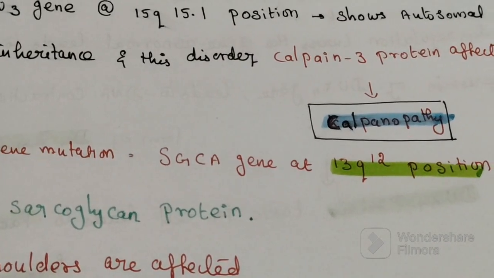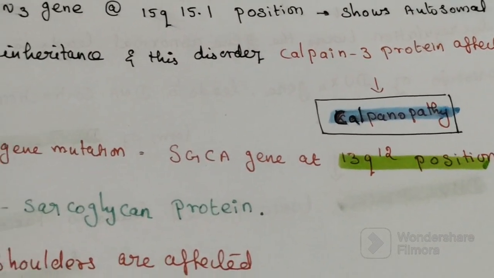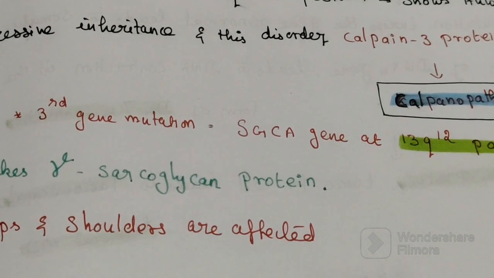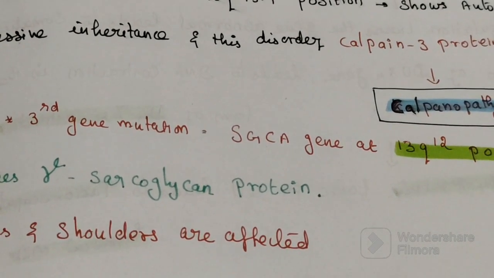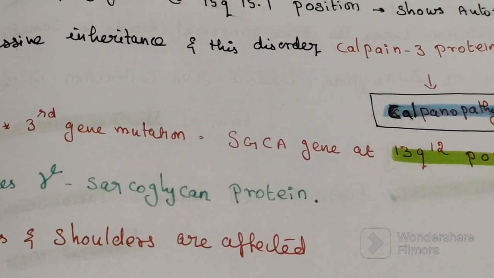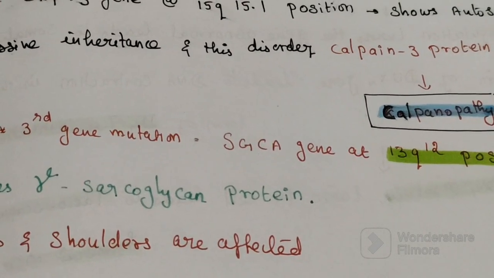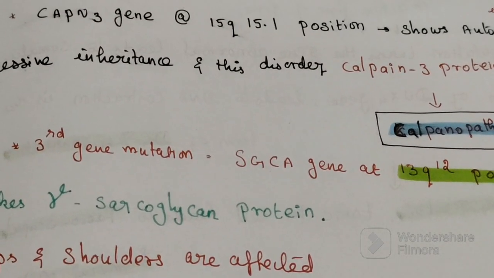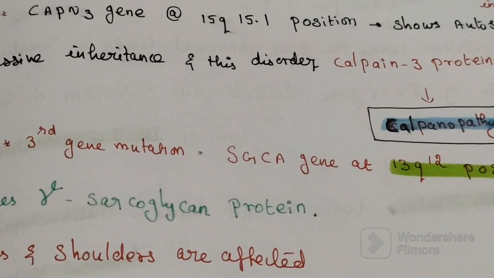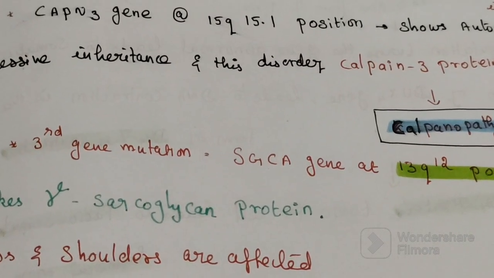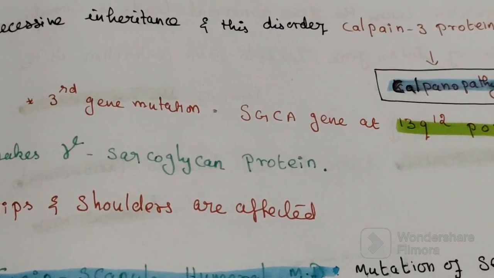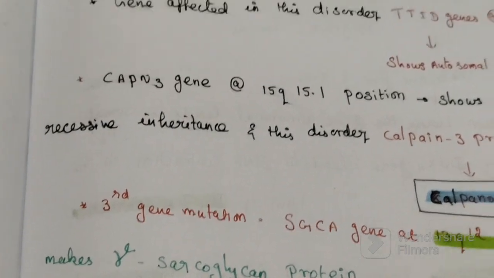The SGCG gene at 13q12 position makes gamma sarcoglycan protein. And if we see which muscles are affected in this disorder, the hip and shoulder are affected.